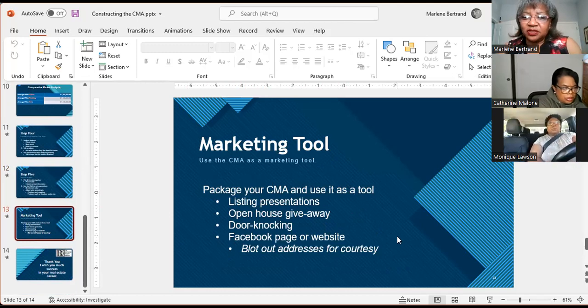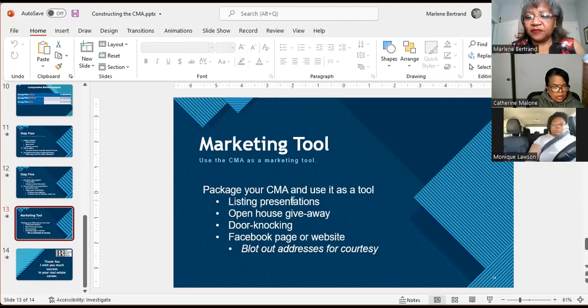The reason I like to have my CMA all on one page is because then I can just print them out and use them, first of all, always in a listing presentation. When I'm holding an open house, I want to have CMAs there so that I can give them away to the visitors. And of course, the CMA has my contact information on it. So it's a non-intrusive way to hand your contact information to the people visiting the home.